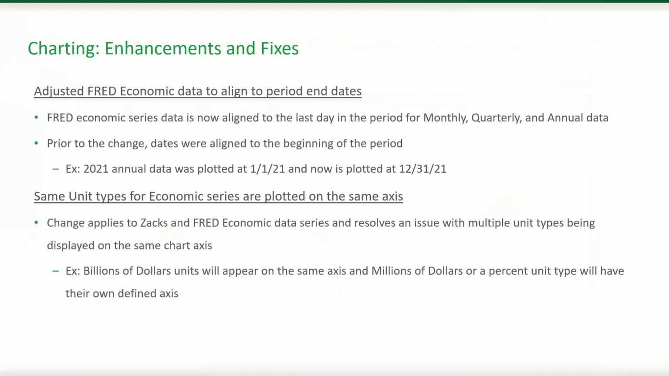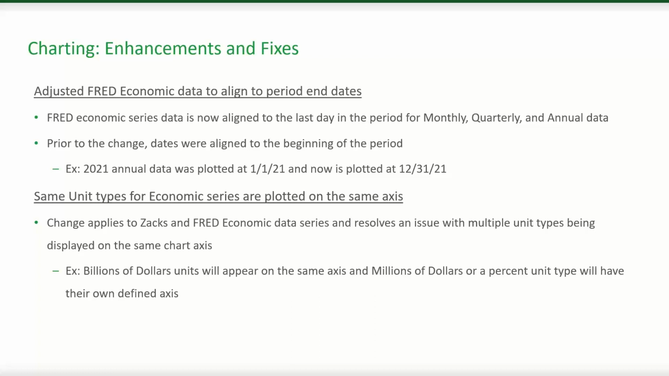Moving on to our changes within the charting tool, our enhancements and fixes include adjusted FRED economic data to align to period end dates. The FRED economic series data is now aligned to the last day in the period for monthly, quarterly, and annual data. Prior to the change, the dates were aligned to the beginning of the period. For example, 2021 annual data was plotted at 1/1/21 and is now plotted at 12/31/21. There are also same unit types for economic series that are plotted on the same axis.